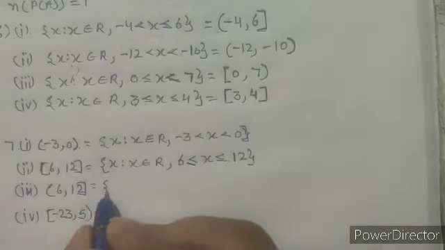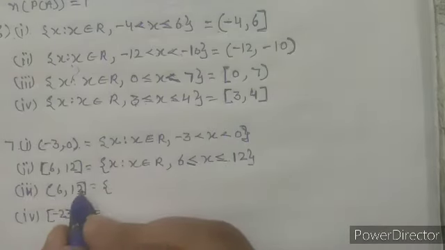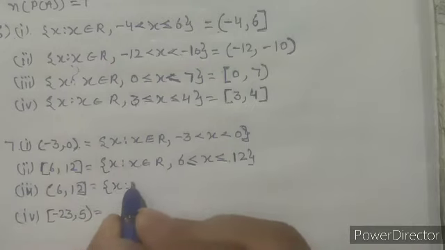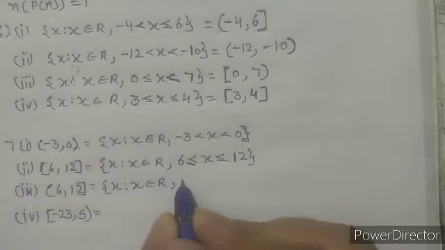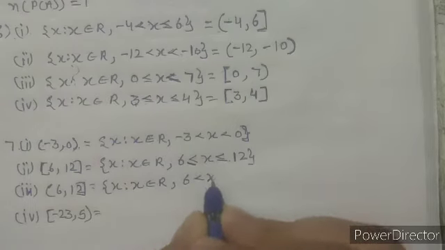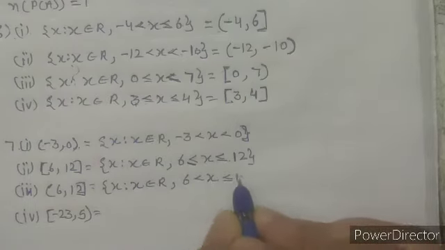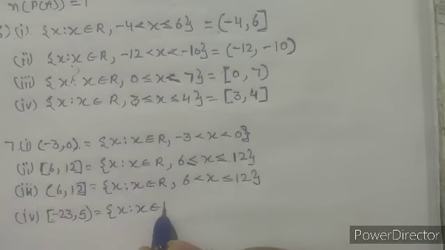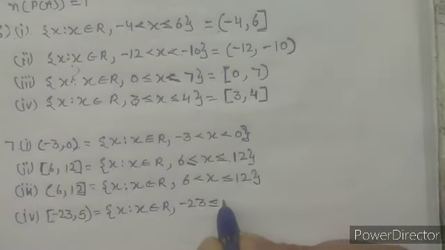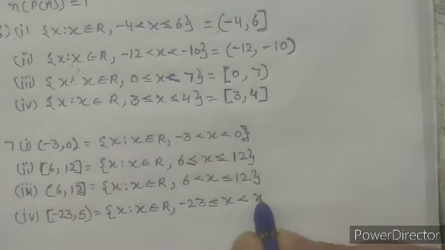Now here 6 is not included and 12 is included, so we will write this as the set of x such that x belongs to real numbers, 6 is less than x, and x is less than or equal to 12. Here -23 is included, so it will be -23 is less than or equal to x, and 5 is not included, so that will be x less than 5.